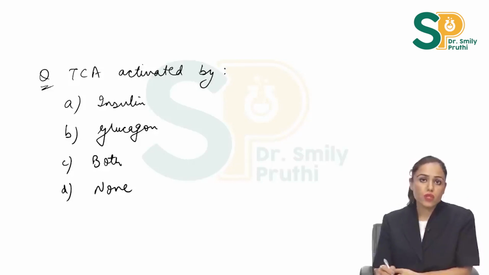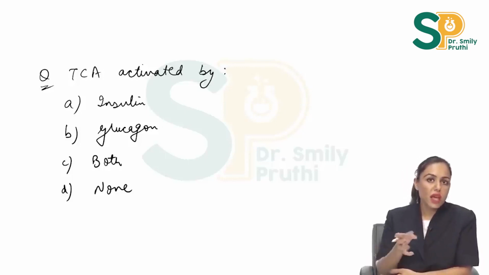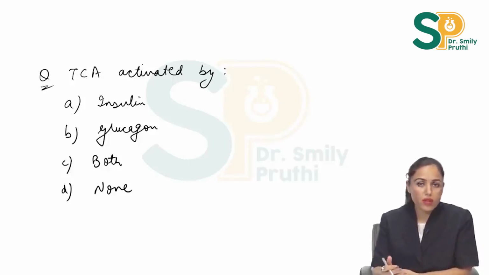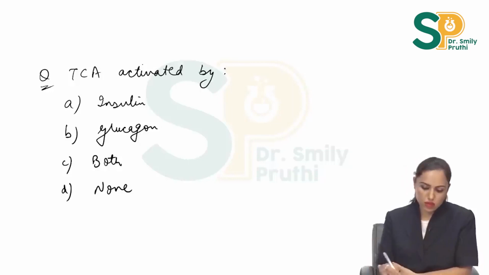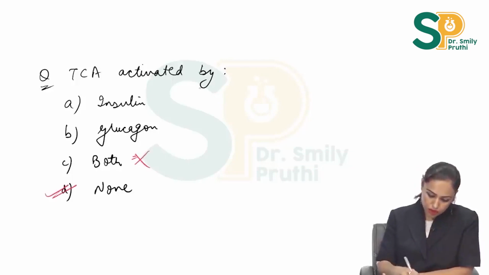Now, solve this question. TCA is activated by which hormone? Insulin, glucagon, both or none? I told you TCA is amphibolic, both catabolic and anabolic. You know anabolic pathways are activated by insulin, catabolic pathways are activated by glucagon. So, most of the students will answer both for this question. But the answer is not both, the answer is none.